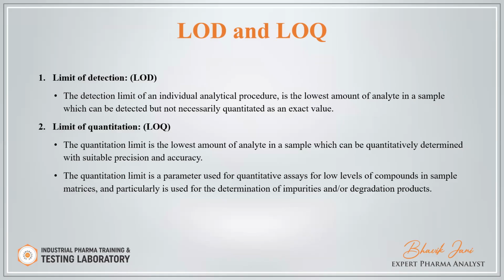So the lowest amount of analyte which can be detected but not necessarily quantified means the peak will be detected, but you cannot quantify it with accuracy and precision. Then limit of quantitation, LOQ. The quantitation limit is the lowest amount of the analyte in a sample which can be quantitatively determined with suitable precision and accuracy.